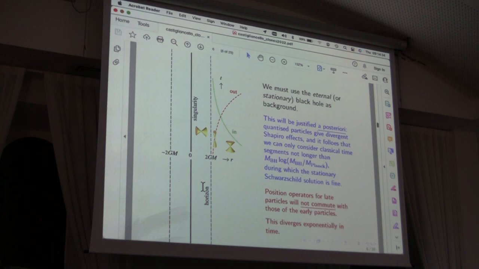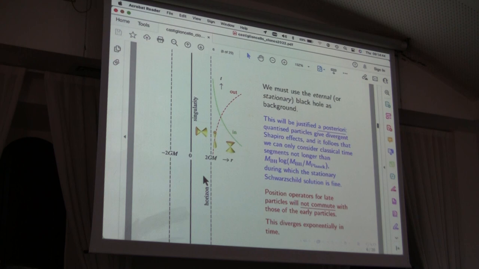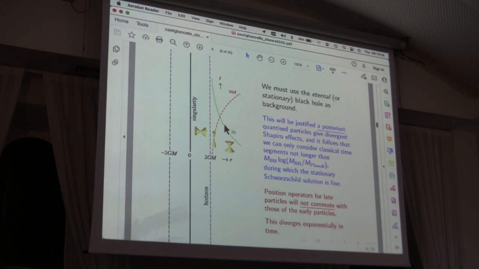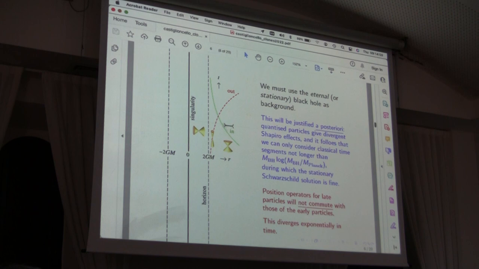And the other advantage of using an eternal black hole is that it becomes time translation invariant, and also invariant under inversion of time. If you turn time upside down, the in particles go out and out particles go in, and that's all. So the calculations that I will be able to do will have a very simple, straightforward time dependence. So it is also a very big advantage to use this as a background metric.